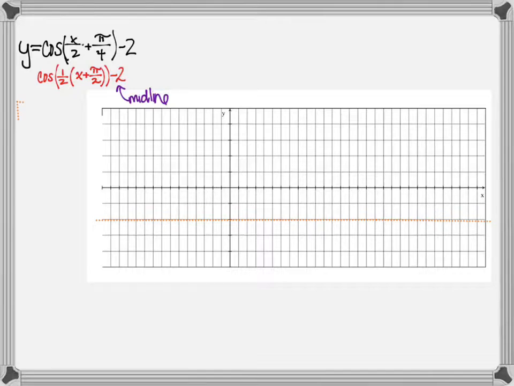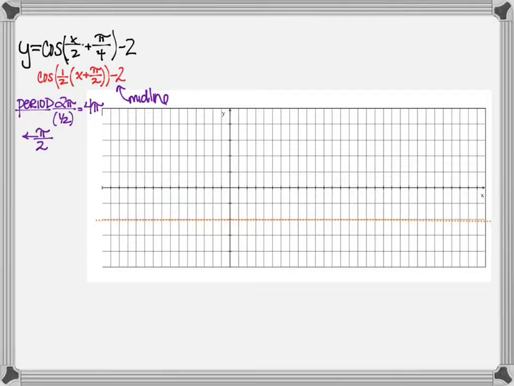Oh, I'm drawing all my lines. So I'm going to have a new period, which would be 2 pi divided by b. b is 1/2, so my new period is going to be 4 pi. Right, which is really nice. So between my key points, I'm going to have pi units, 4 pi divided by 4. I always like to keep that in mind. And then the phase shift, I'm going left pi over 2.